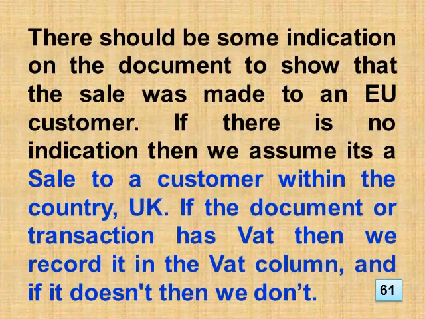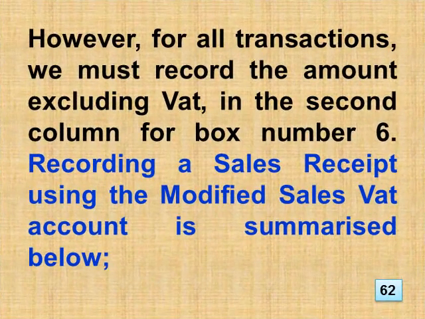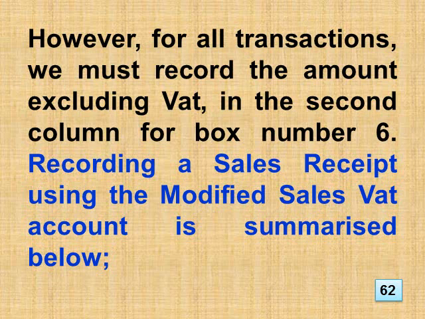There should be some indication on the document to show that the sale was made to an EU customer. If there is no indication, then we assume it's a sale to a customer within the country, UK. If the document or transaction has VAT, then we record it in the VAT column, and if it doesn't, then we don't. However, for all transactions, we must record the amount excluding VAT, in the second column for box number 6. Recording a sales receipt using the modified sales VAT account is summarized below.